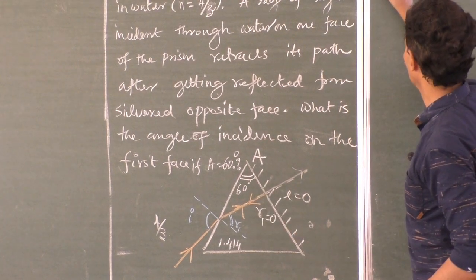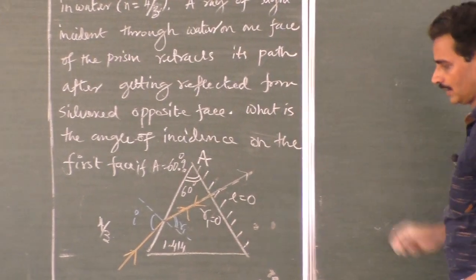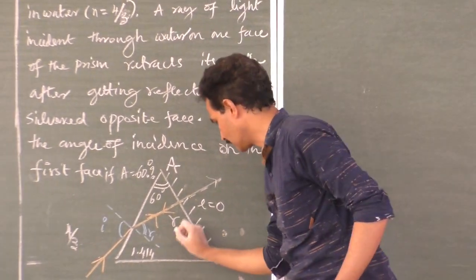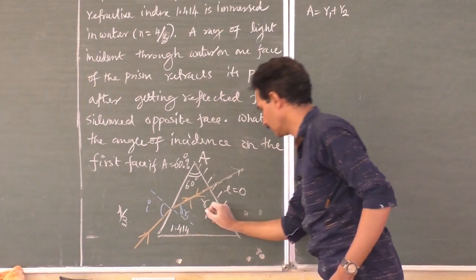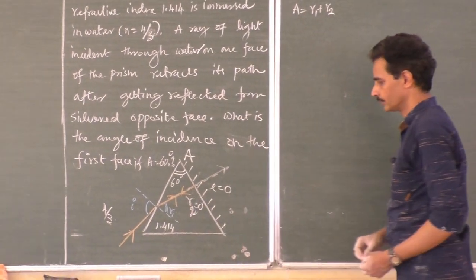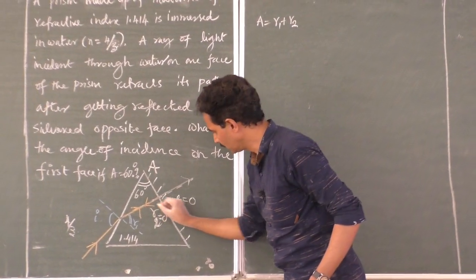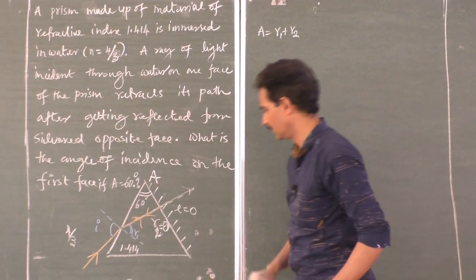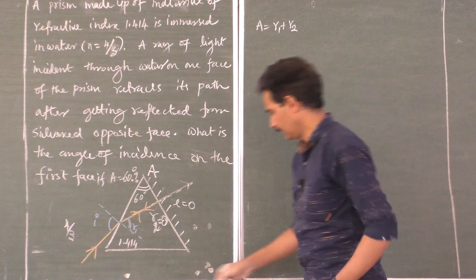Angle of the prism, shall I write here? Angle of the prism A is equal to R1 plus R2. Of course, R1 is this one, R2 is 0. Here the normal and the ray of light are in the same path, so R2 is 0.